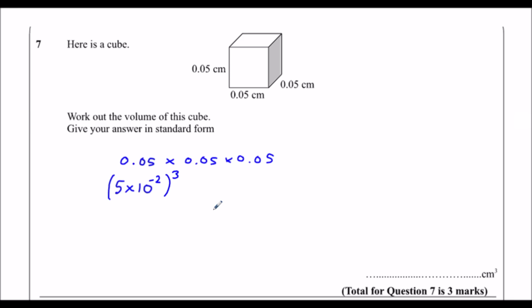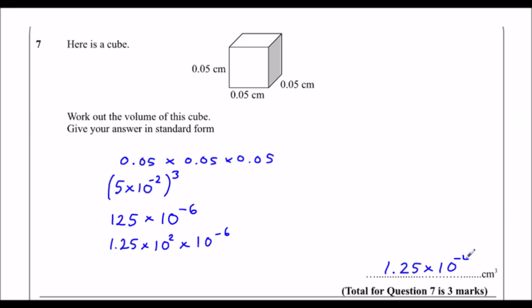So 5 cubed, 5 times 5 times 5 is 125. And 10 to the power of negative 2, cubed. So just multiply these two numbers together. 10 to the power of negative 6. That isn't in standard form, because standard form has to be a number between 1 and 10. So we can change 125 into 1.25 times 10 squared. So we just simplify by adding these indices to finish. So we've got 1.25 times 10 to the power of 2 plus negative 6. 2 take away 6, negative 4.